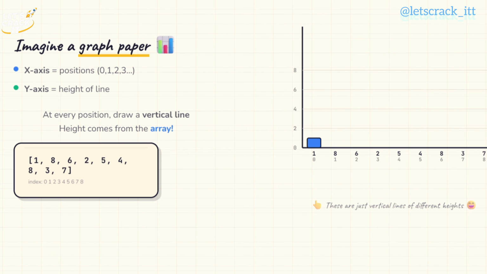Imagine you have a graph paper. There is an x-axis and y-axis. The x-axis means positions like 0, 1, 2, 3, the horizontal one. The y-axis means the height, the vertical one.